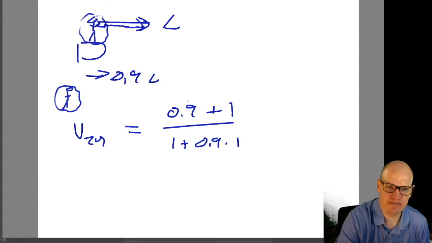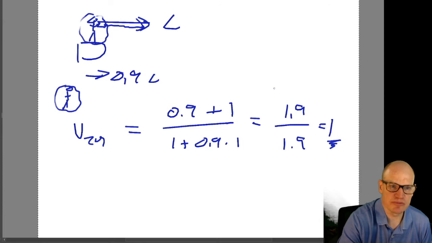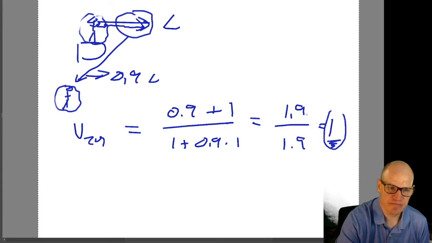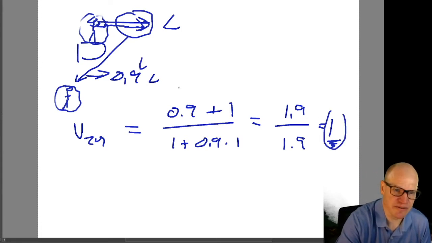Okay, so this is that velocity addition formula that I had there. And what do I get? I get 1.9 divided by 1.9, which is the speed of light. So the speed that this laser beam is moving with respect to me down here is the speed of light. So it doesn't matter what reference frame. This could be anything, right? This could be any number. That could be 0.8, and then I get the same thing, 1.8 over 1.8.